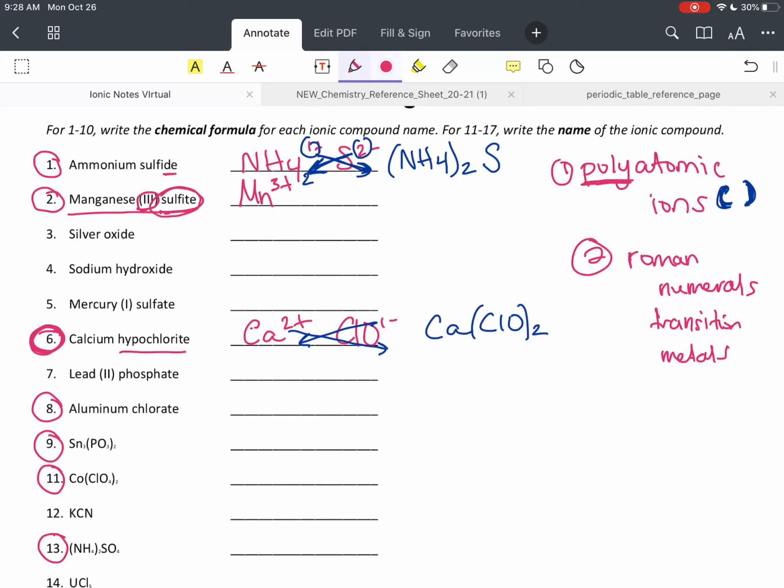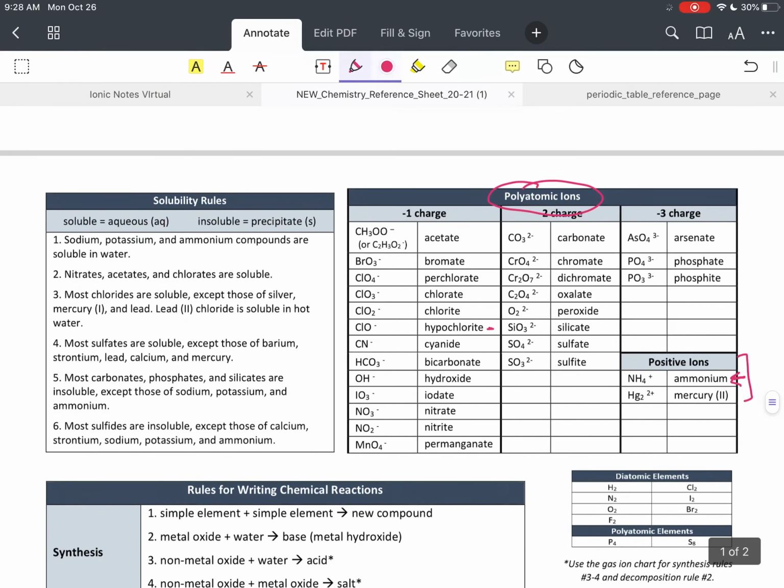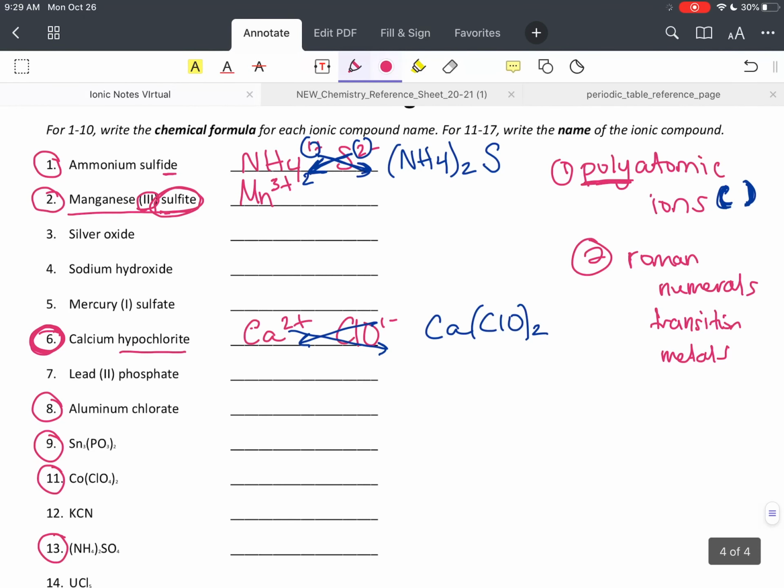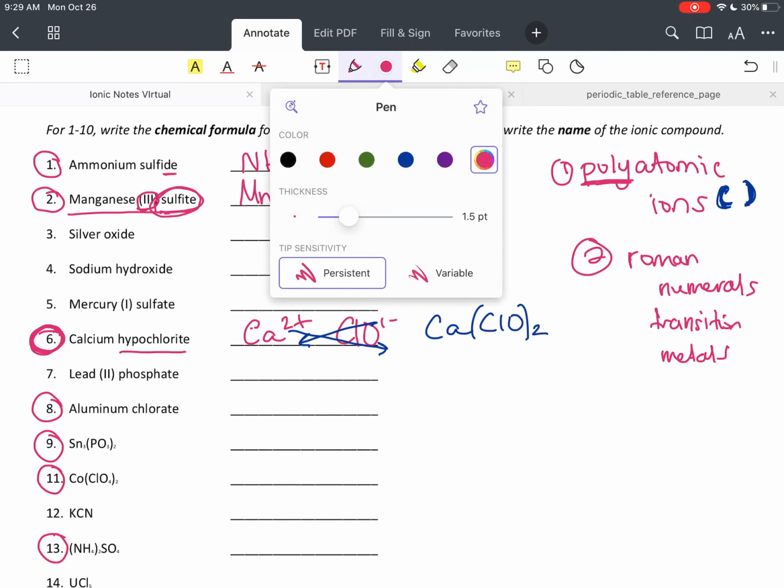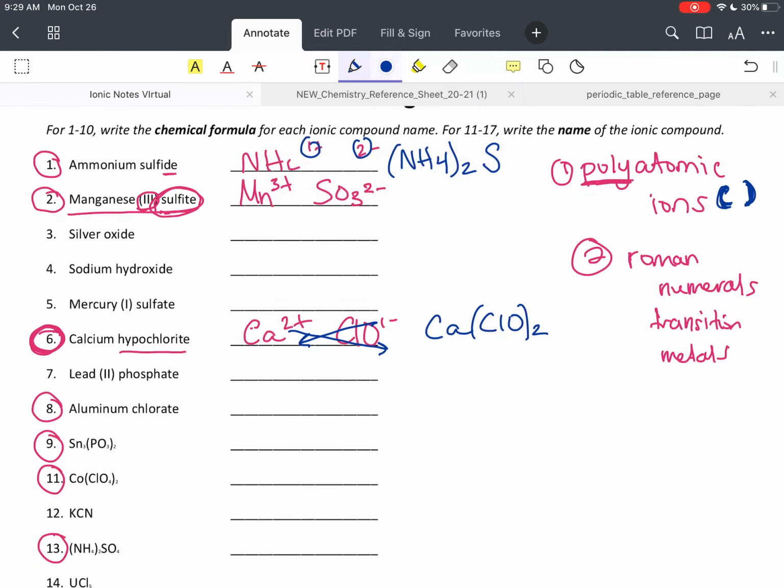Then I have sulfite. It does not end in "ide," so I know that is probably going to be from my polyatomic sheet. And if I look here, here's my sulfite. So it's SO3 2 minus. Let me just erase some of this stuff out of the way. SO3 2 minus. So now I'm ready to crisscross my numbers.